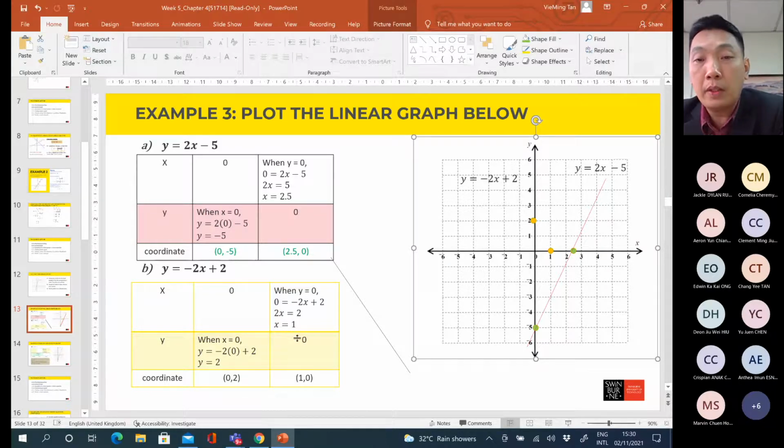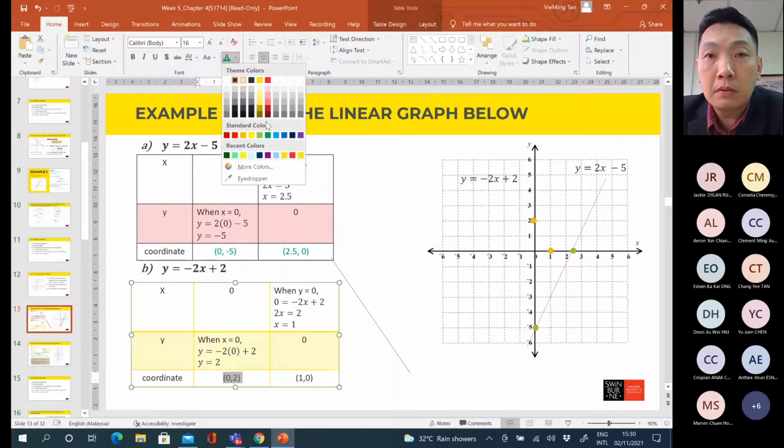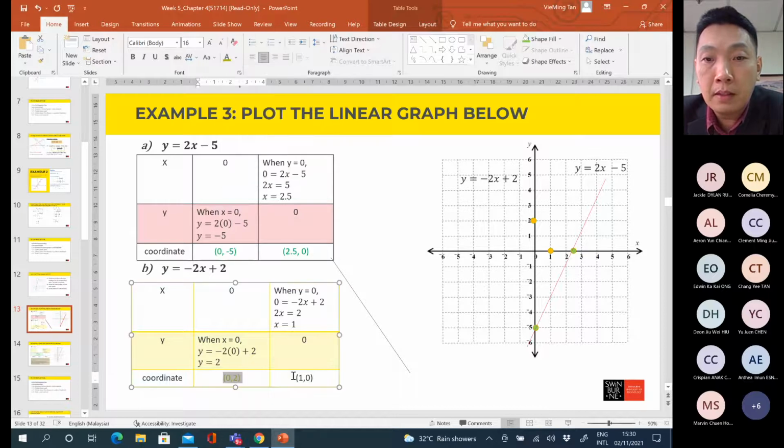So that means the second point coordinate is 1, 0. 1, 0 is the second point. Okay, so once we have these 2 points, we can jot down these points in our graph paper now.